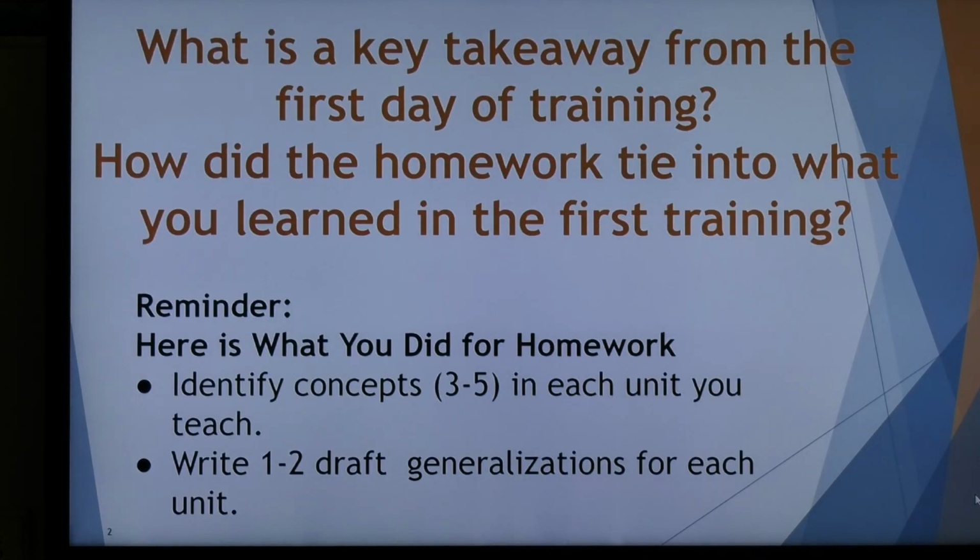So we're going to start today with 2 questions, and if you've noticed throughout the training, we've done a lot of asking of questions, and we're doing that in part because we're modeling what concept-based curriculum and instruction would look like for students. You ask questions, they're invitations in.